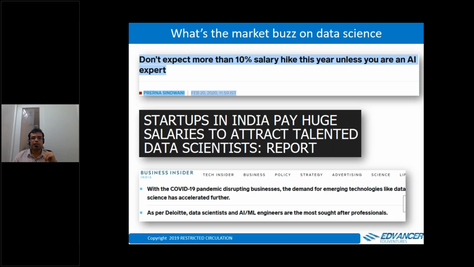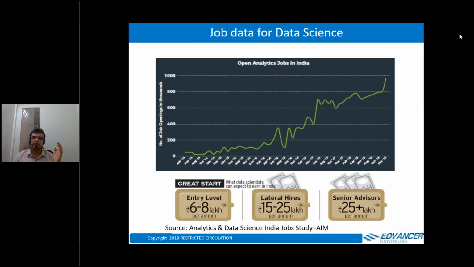Right? Even in this pandemic situation. So quite clearly, there's nothing to worry about as far as jobs in data science are concerned. There are a lot of opportunities. And again, that's what the data says.